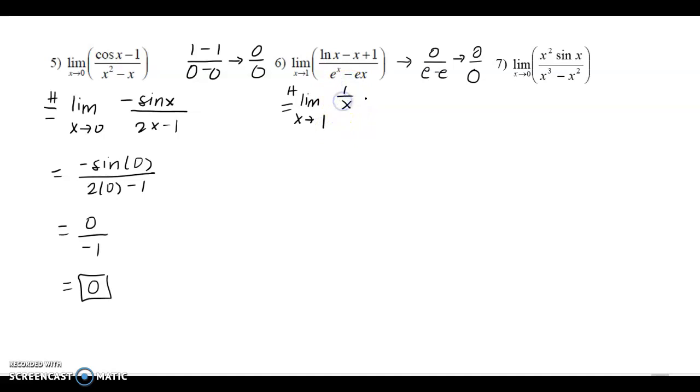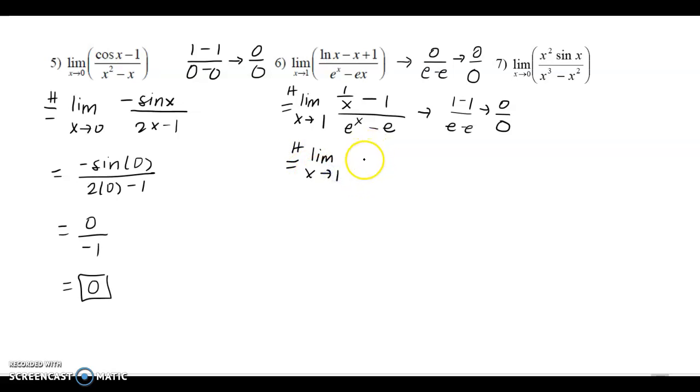So I've got 1 over x minus 1 all over e to the x minus this derivative, e times x is just e. The derivative of a constant times x is just that constant. So when I plug in 1, I get 1 minus 1 over e minus e. That's going to give me 0 over 0 again, which means I get to do L'Hopital's rule again.